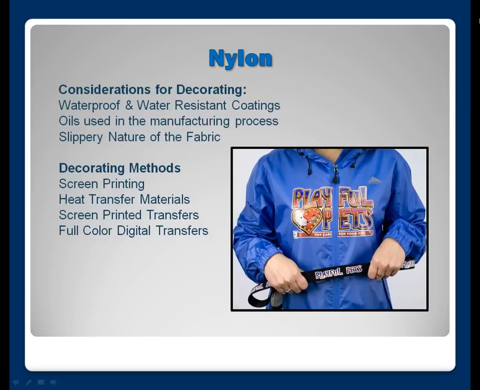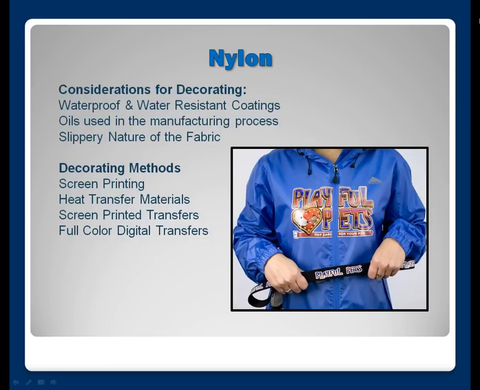So screen printing, all of you screen printers out there know that often you need to put down a base so that you make sure that the inks adhere and bond to the nylon. Just screen printing directly onto the nylon can sometimes pose a problem with bonding to that surface because it is a little bit slippery, and it's sometimes the waterproof or water resistant coating, sometimes it's the oils used in manufacturing, sometimes it's the slippery nature of the fabric, and it's just hard to maintain registration of multiple colors when screen printing.